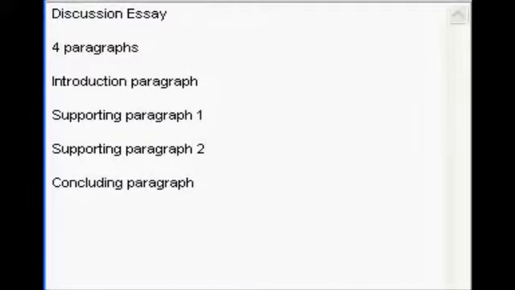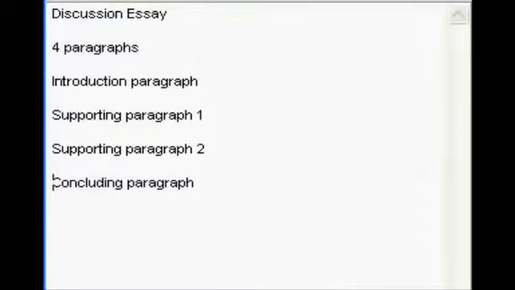So now the discussion essay follows the exact same paragraph format as the argument essay. You're starting with an introduction paragraph, you're following this with a supporting paragraph, and then following that with another supporting paragraph, and then finishing with a concluding paragraph.